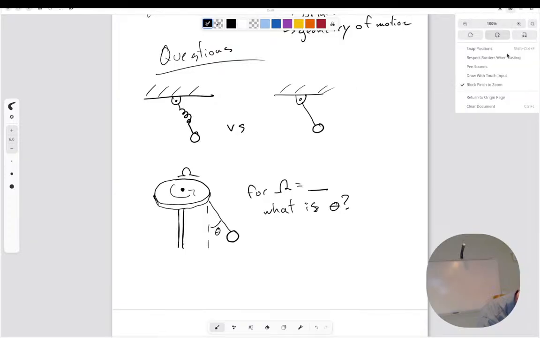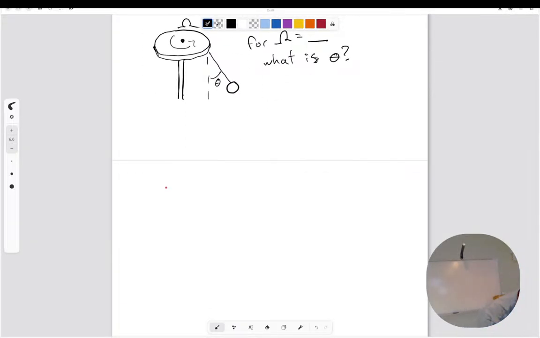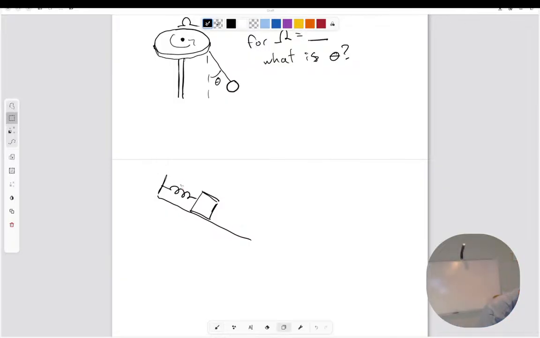Did anything else come up? Oh, and sorry, I also saw one that was pretty similar to this; I don't know if there was something different. Was there something different you were thinking about for a block on a ramp, trying to find that equation of motion, or another slight variation?